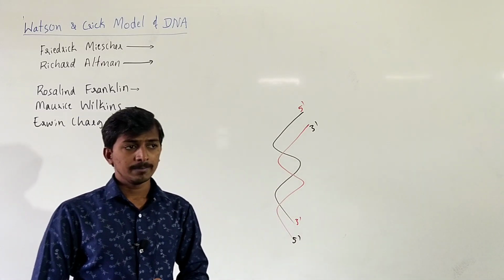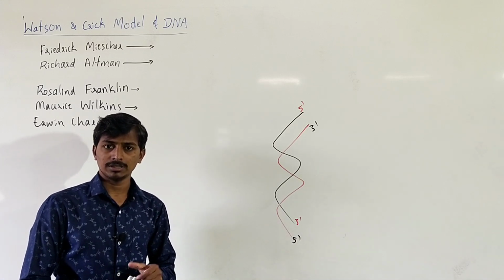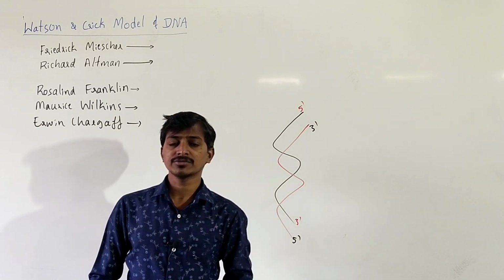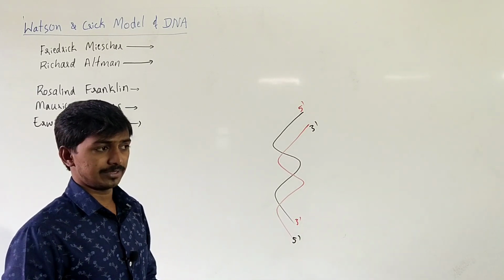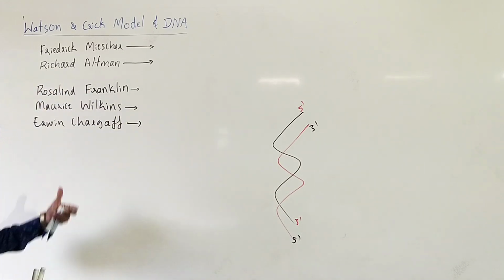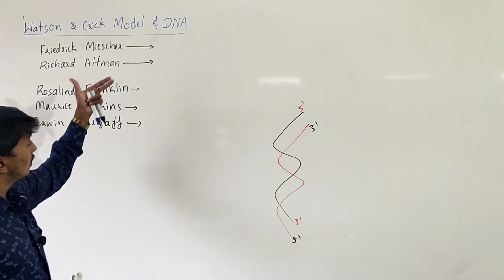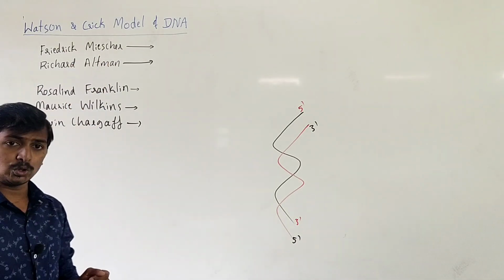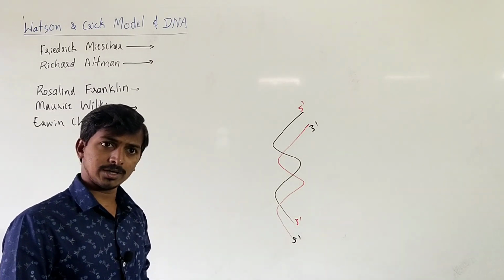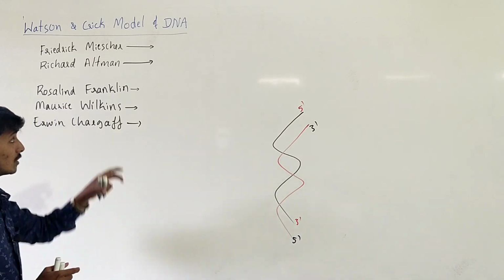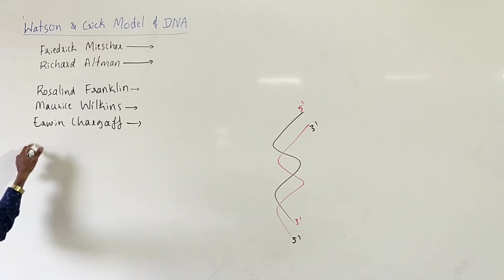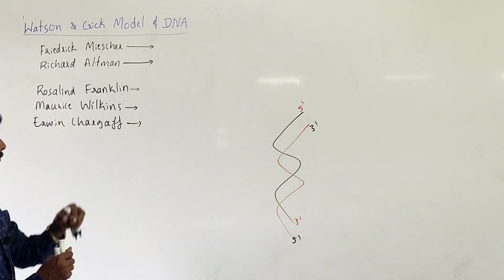But before Watson and Crick proposed the double helical structure of the DNA, they took evidences from many discoveries made by many scientists. Along with these, many more scientists have contributed towards the double helical structure of the DNA. We will briefly observe the contribution of these scientists while proposing the double helical structure of the DNA by Watson and Crick.